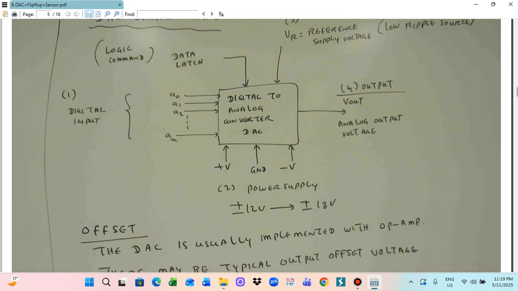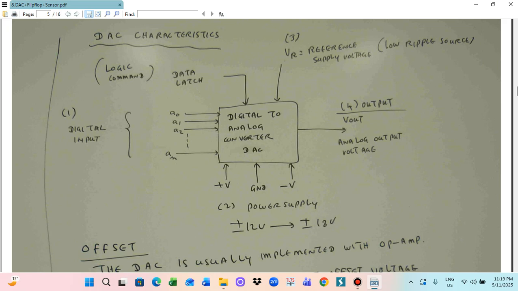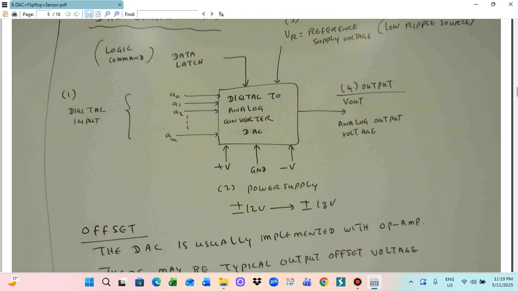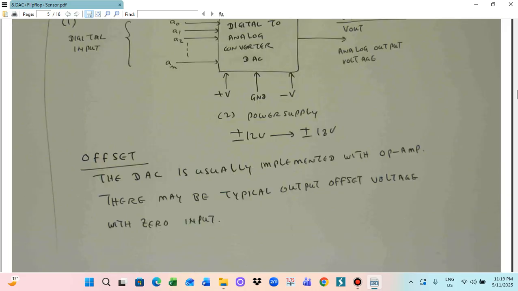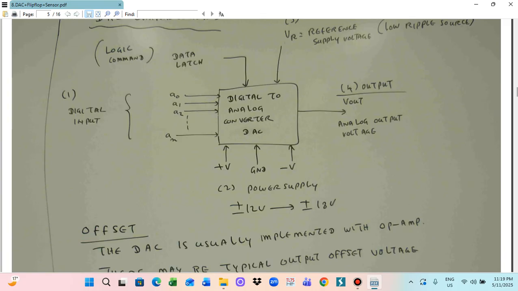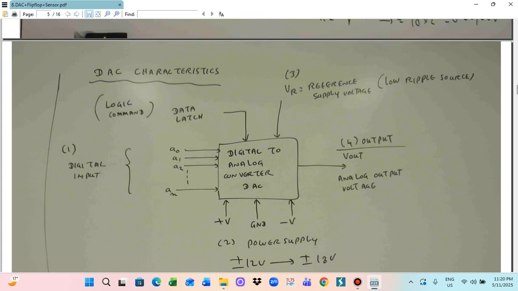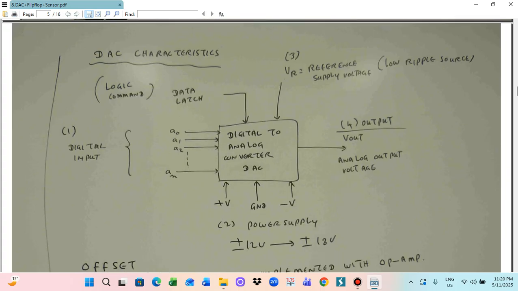Therefore, this is the A0 to AN input, and then we also provide the VR reference voltage and the data latch. This data latch is a logic input, and there are the positive and negative supply and ground. Therefore, the output is an analog output voltage coming out. The power supply is plus or minus 12 volt up to plus or minus 18 volt. The DAC is usually implemented with an operational amplifier, and there is typically an output offset voltage with a zero input. So this is the digital to analog converter circuit diagram.